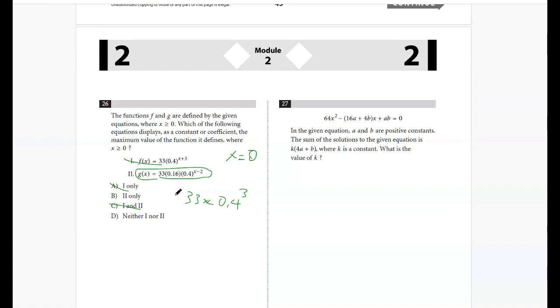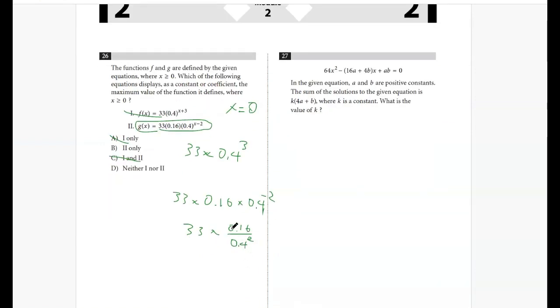So if I put x equal to 0 here, it becomes 33 times 0.16 times 0.4 to the power of minus 2. Now, 33 times 0.16 divided by 0.4 squared. These two cancel out because 0.4 squared is 0.16. I can clearly represent the maximum value of the second function just using 33, right? So B is correct.